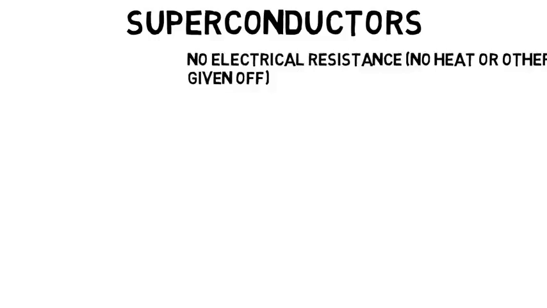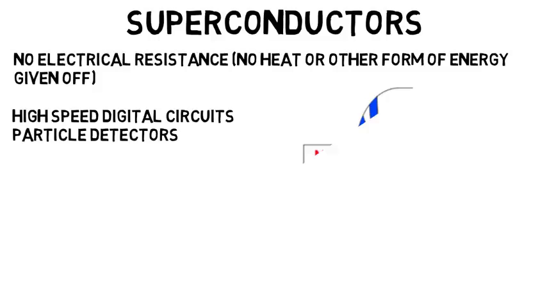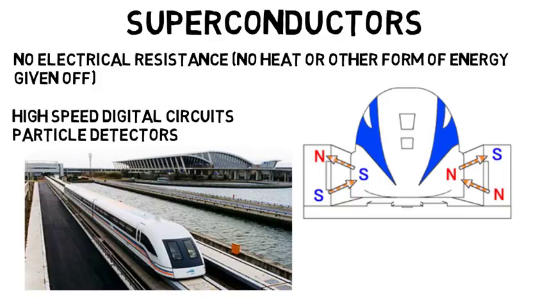You could work on making superconductors, which are materials that have no resistance to electron flow, like no heat or other form of energy is given off, unlike your electronics which get hot as you use them. And superconductors can be used for high-speed digital circuits, particle detectors, trains that use magnetic levitation and don't make contact with the ground, and so on.